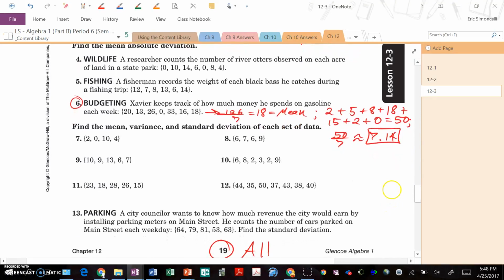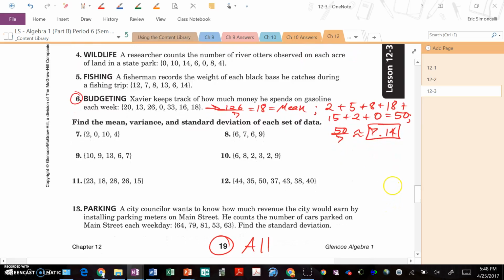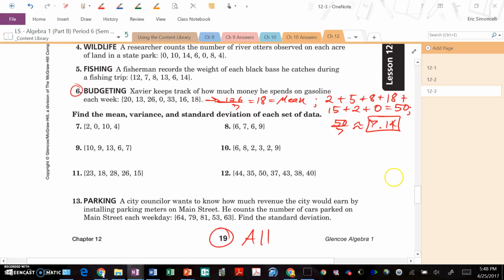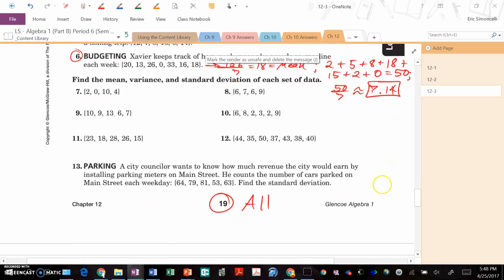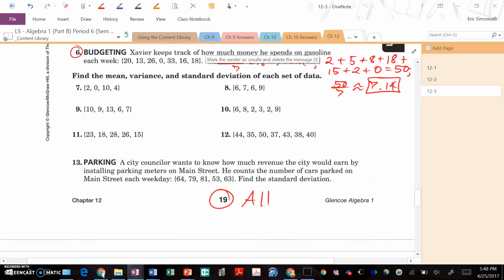As we graduate towards the mean, variance, and standard deviation for each set of data, really all of these problems are fairly good to interpret and take a look at. We're going to go ahead and pick one of them, 7 through 13. If I take a look at the question here, number 11, let's see what this is going to entail.